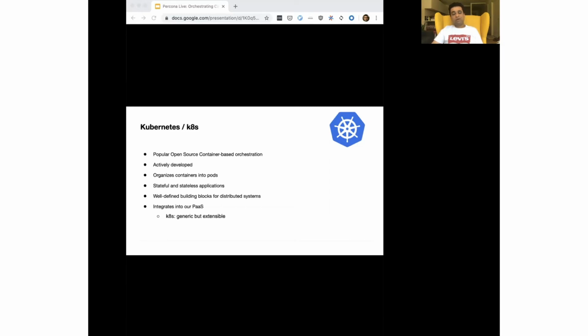Now, had it not been extensible, it may not have been that easy to implement and integrate it into our platform as a service or use it for Cassandra. But since Kubernetes is quite extensible, it can be tailored to our organization's infrastructure and our platform as a service.